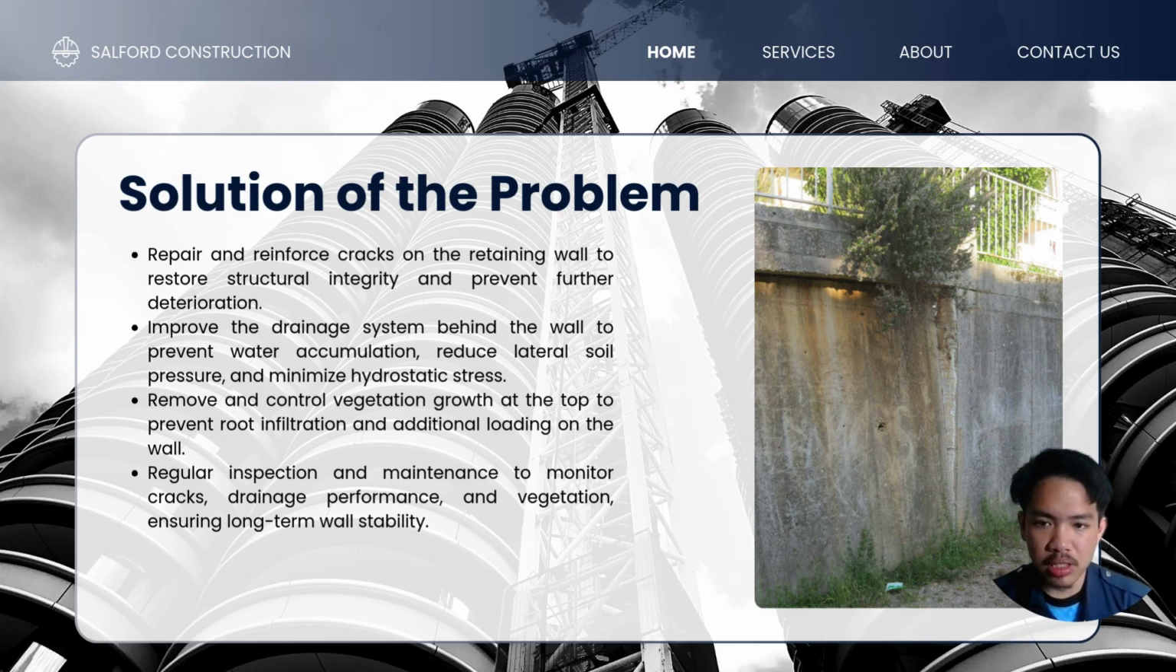to restore structural integrity and prevent further deterioration. Improve the drainage system behind the wall to prevent water accumulation, reduce lateral soil pressure, and minimize hydrostatic stress. Remove and control vegetation growth at the top to prevent root infiltration and additional loading on the wall. Lastly, regular inspection and maintenance to monitor cracks, drainage performance, and vegetation, ensuring long-term stability.